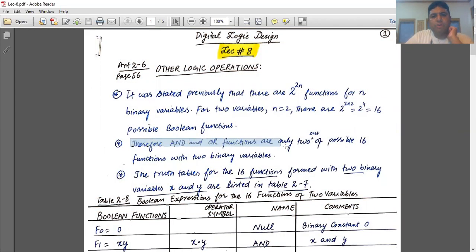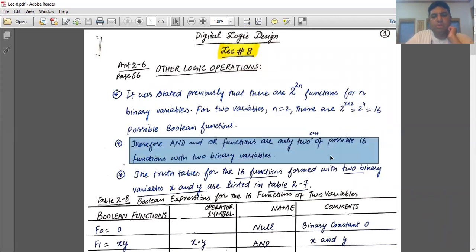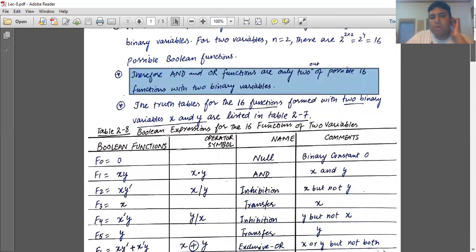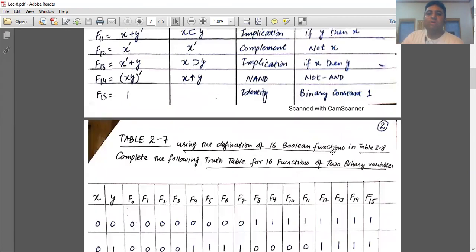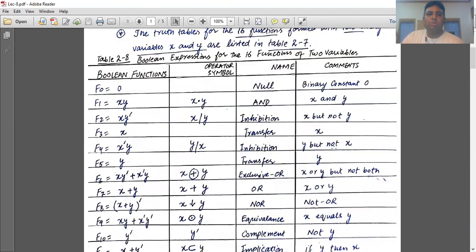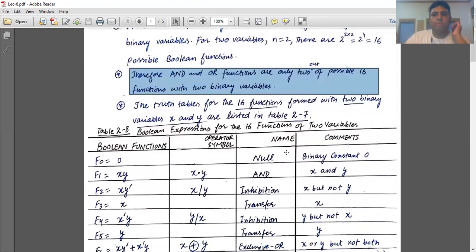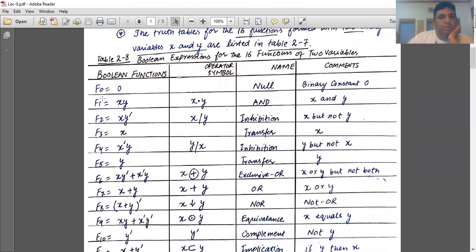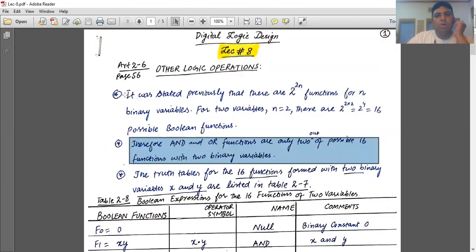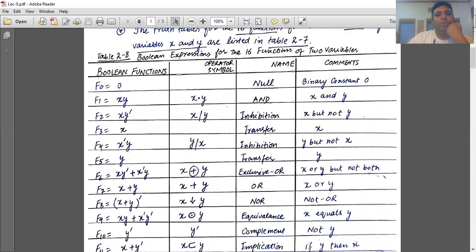Therefore, AND and OR functions are only two of the possible 16 functions of the two binary variables. So far, we have covered only AND and OR operations. So we will see some other operations, maybe 14 other operations which are possible, and the truth tables of these functions are given on the next page. So these are the 16 possible logic operations with two variables.